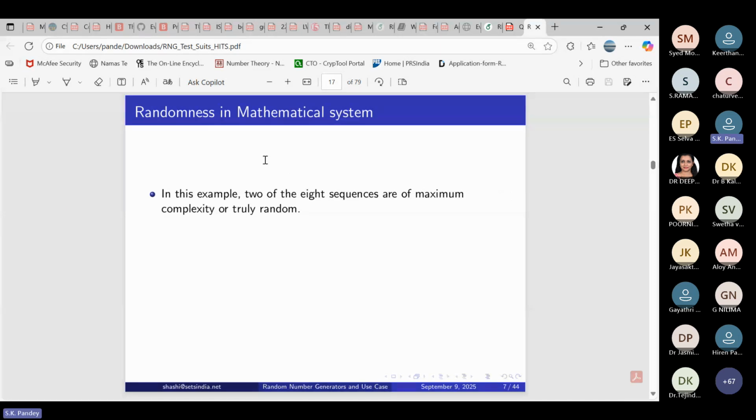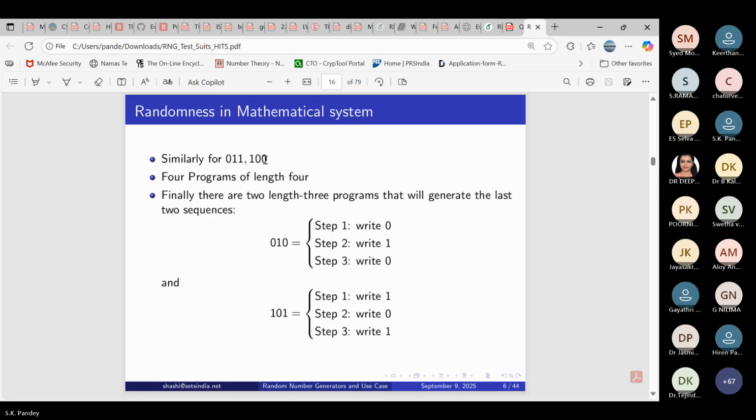So what is the meaning? Meaning is that if the length of the steps and the length of the binaries are equal, then it is said to be more complex. Or you can say that to define them, I need to go till that much step, which is equal to the length of the sequence.